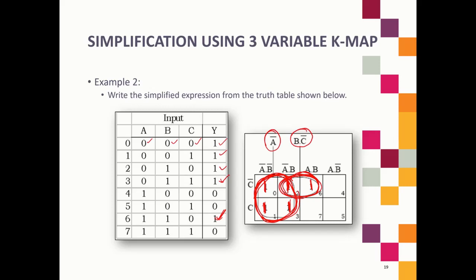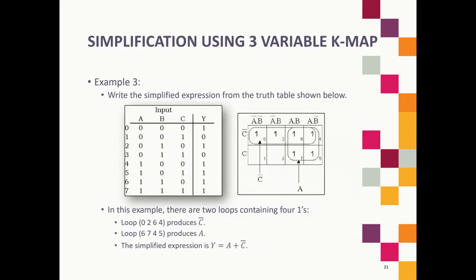And the last step, you just OR both product terms: A bar plus B C bar. Next example, simplify this truth table using K-map. So you have 1, 2, 3, 4, 5, 6. You need to map these 6 values into your K-map.